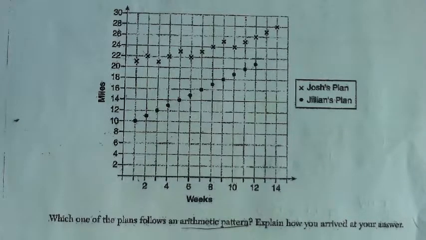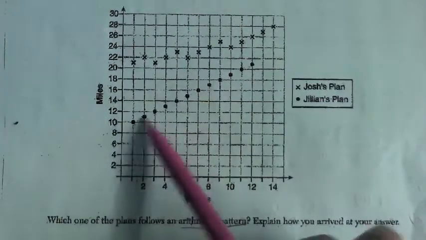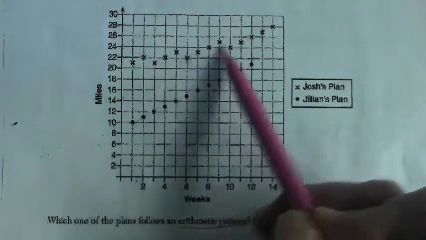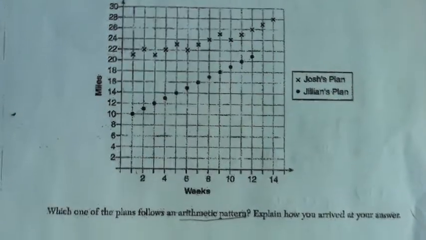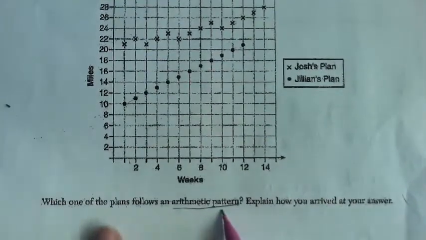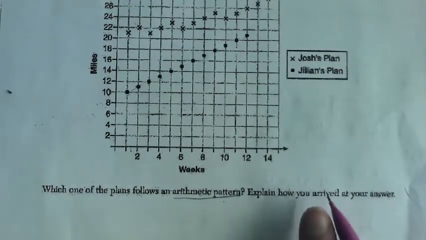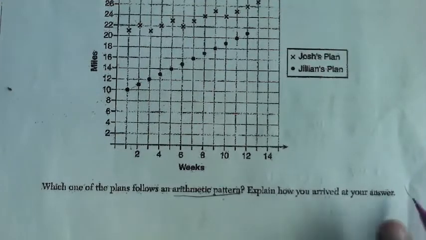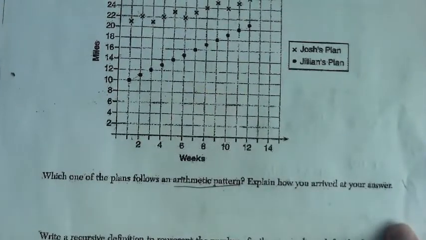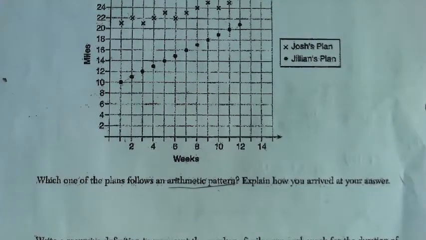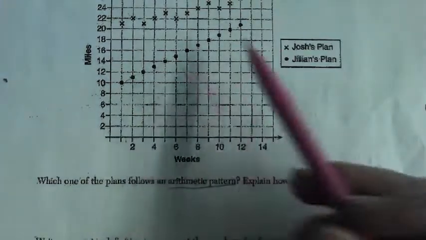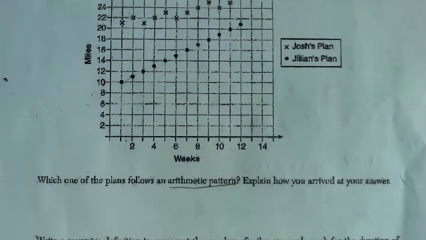Right, even easier than that, arithmetic means linear. That's a line. This is not a line. So you could say Jillian's, because it's increasing by a constant 1 mile per week. That's what Isaiah said, essentially. Or arithmetic, because Jillian's pattern is linear. Both perfectly fine.